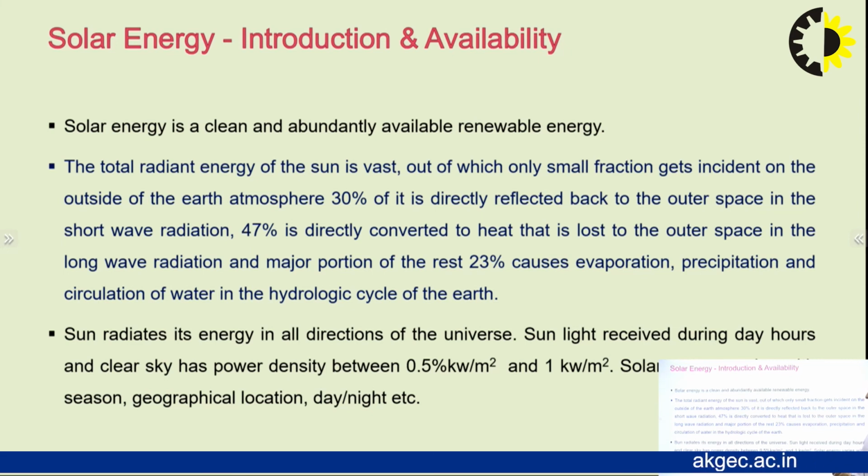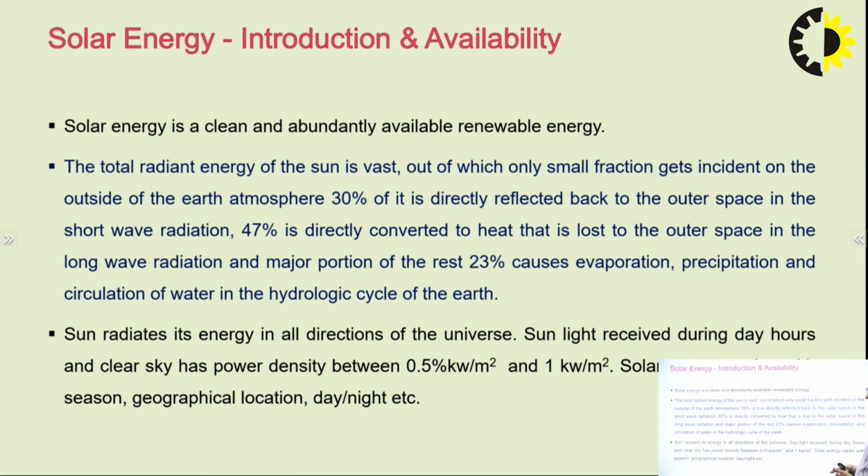So 47% is directly converted to heat, and the major portion of the rest, 23%, causes evaporation, precipitation and circulation of water in the hydrologic cycle of the earth.